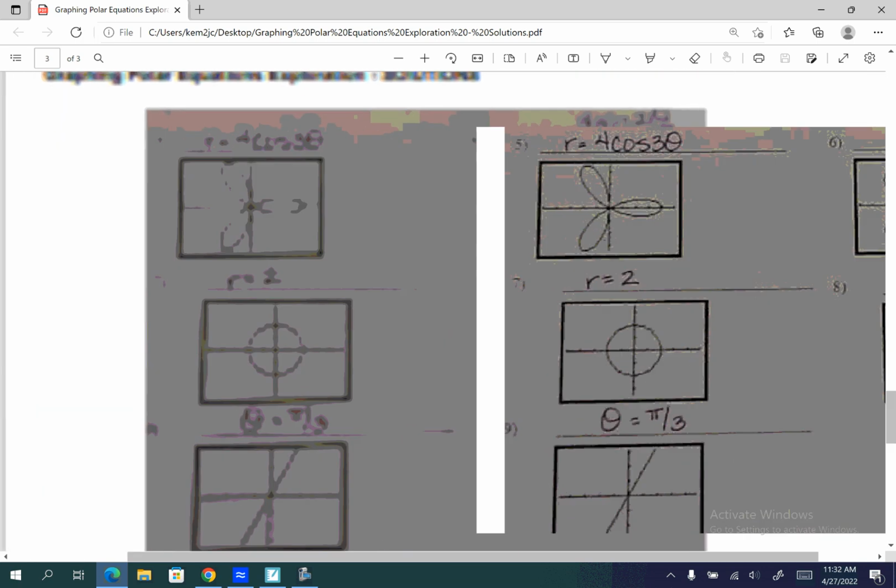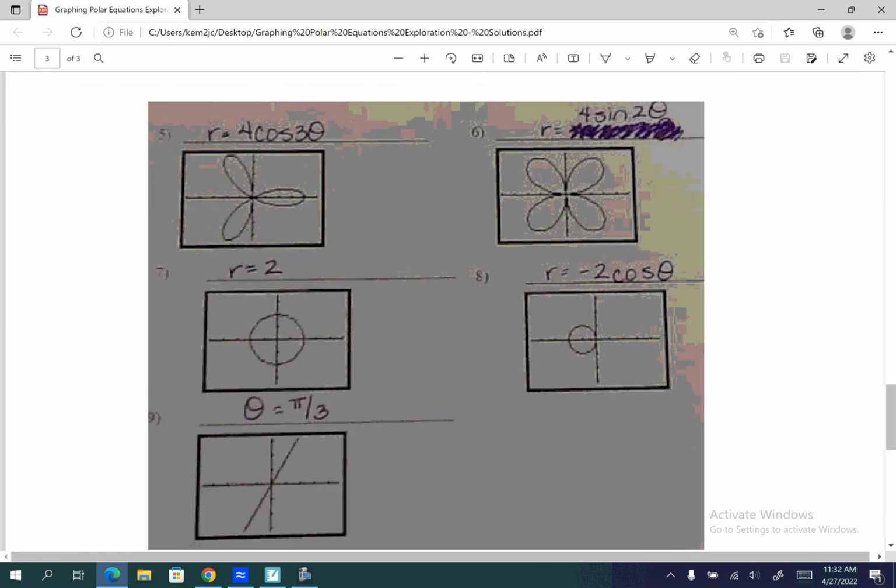Okay, these were the ones you could identify more from what was happening in the packet. Number 7 and 9 we did in class today. Kind of talked about circle radius 2. We actually graphed that exact one. If you see a line, that's the only one that really wasn't in the packet at all. That is just a theta equal to a number. Okay. All right. And then that is everything that you need to know about polar equations.